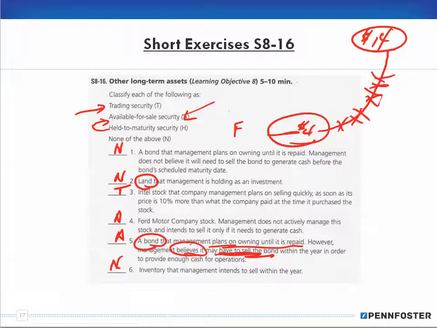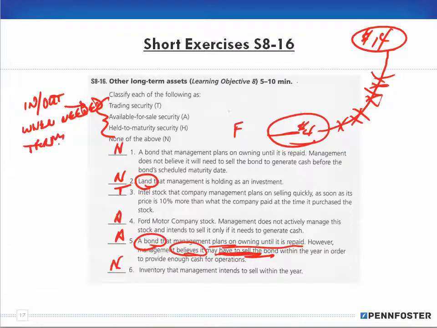Really, just think of these securities as a time duration kind of thing. Trading security, in and out, right? Available for sale, when needed. And then held to maturity, meaning wait until the term is completely done, right? We're just going to hold on to it until we get to wherever, okay? Held to maturity securities generally have a tendency to be bonds.